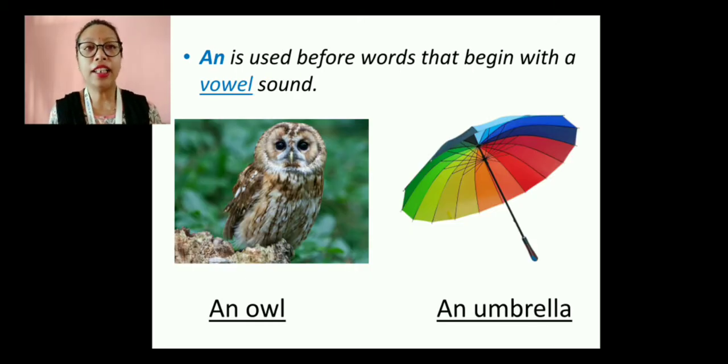Then an is used before words that begin with a vowel sound. Vowels are A, E, I, O, U. If you look at the first picture, it's O-W-L, owl, right? It starts with a vowel sound as well as the vowel letter O. So therefore, we use an owl, okay? An umbrella. U is the vowel and the sound produced is also a vowel sound: an umbrella.